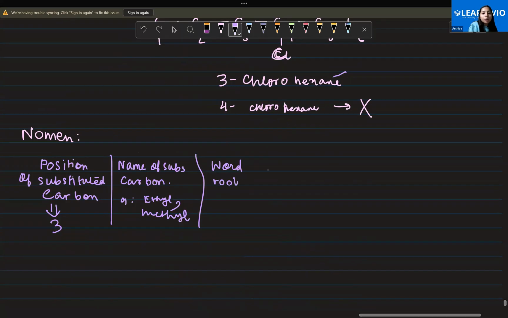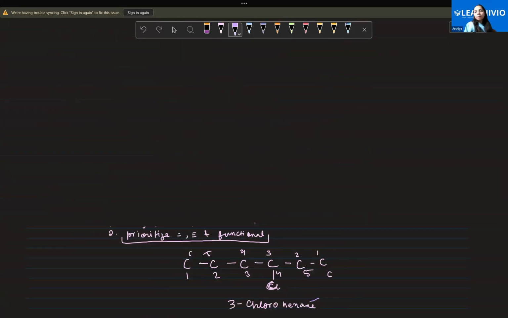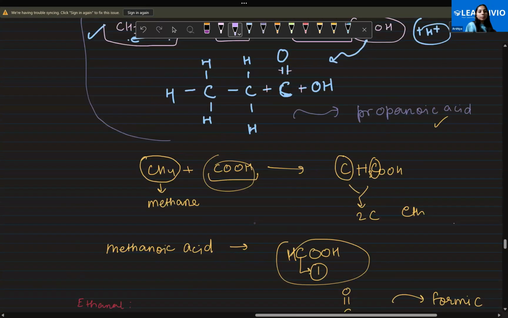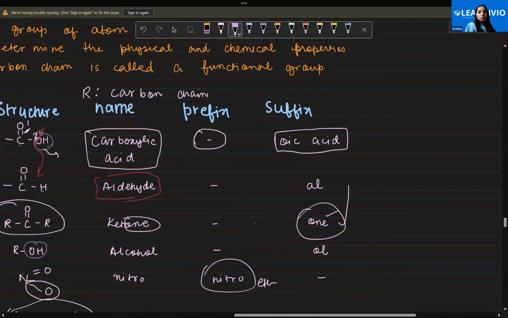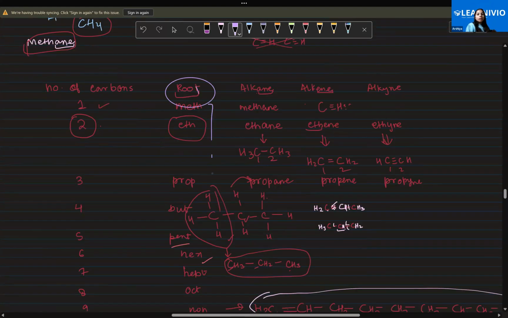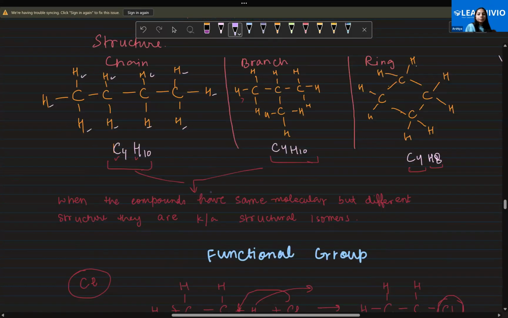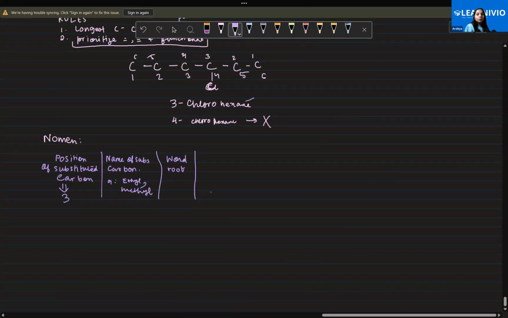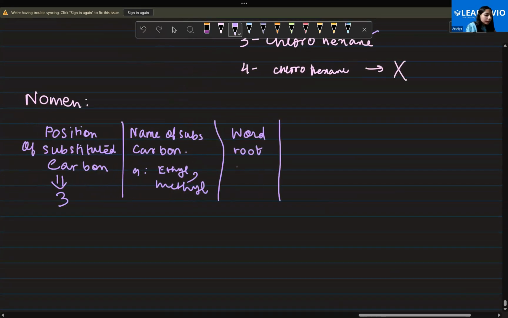We are familiar with what root is, right? In the beginning, when I introduced hexane, heptane, alkane, ethyl, methyl, so all the eth, meth, prop, but. I wrote the word root here, right? This is what I mean here by root. So word root is basically the alkane, alkene, alkyne, whatever you have. So not alkene, but eth, meth, and so on.